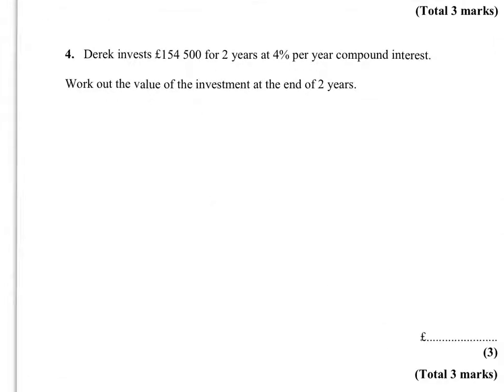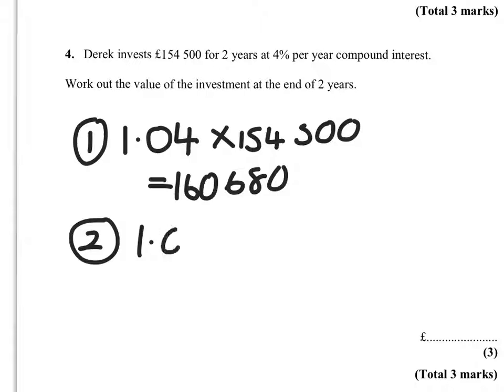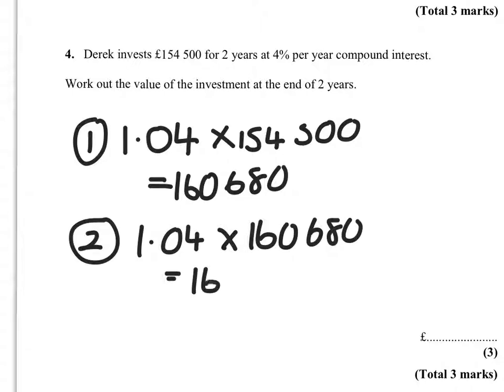At the end of year 1, it's increased by 4%, so that's 1.04, 104%, times 154,500, which gives us 160,680. And then at the end of year 2, we get another 4% added on to the 160,680, which gives us £167,107.20. Now be really careful here, you must have 2 decimal places, a 2 and a 0. If it's just 0.2, you will lose a mark.